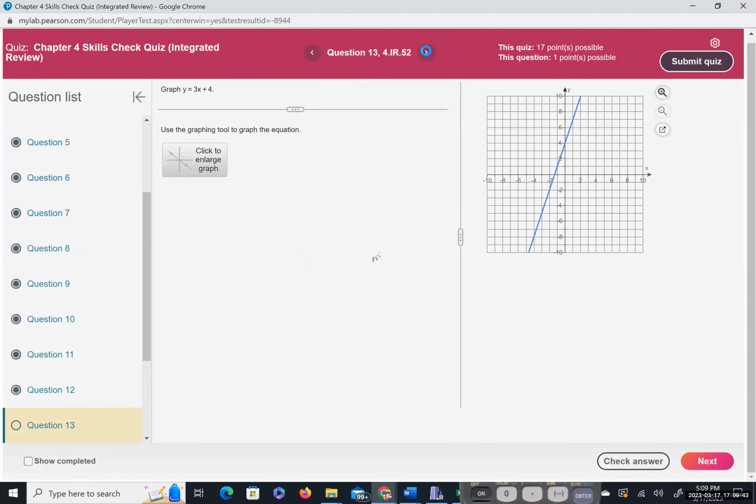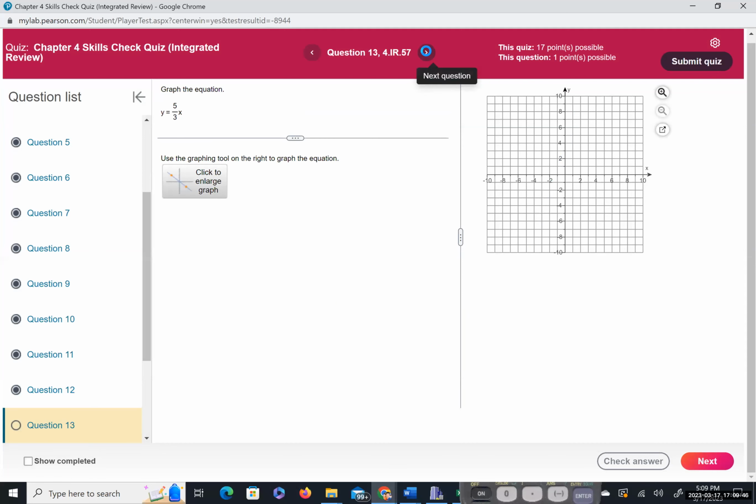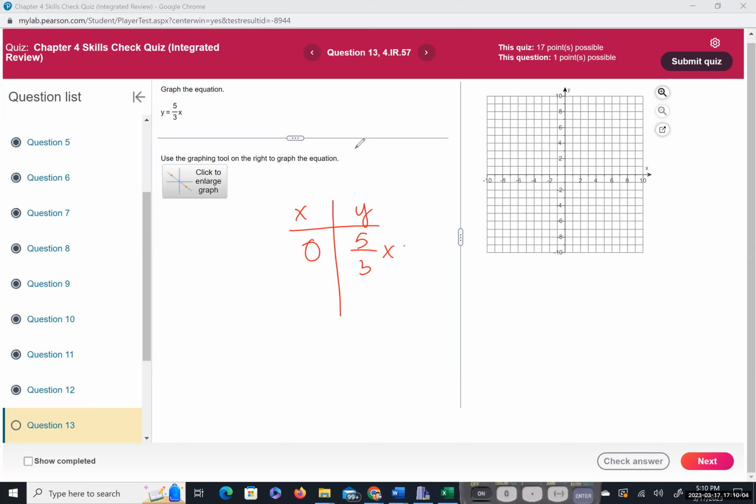So next. Graph the equation y = 5/3 x, right? So x here, y here. Let's choose the easiest one, which was 0. So 5 over 3 times x, times 0, is 0. So I have 0, 0 as the first one.